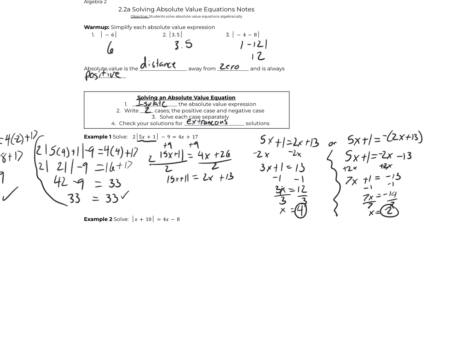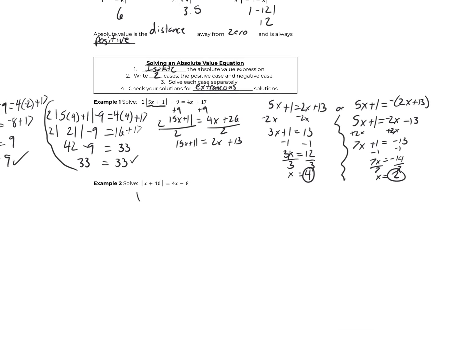In this one, the absolute value is already isolated, so I can set up my 2 cases. So I'm going to have x plus 10 equals positive 4x minus 8. And I'm also going to have x plus 10 equals the negative, so that's going to be 4x minus 8. When I distribute that negative, that makes the positive 4x negative, but it makes that negative 8 positive. So that becomes negative 4x plus 8. So just wanted to make sure you were careful on that.